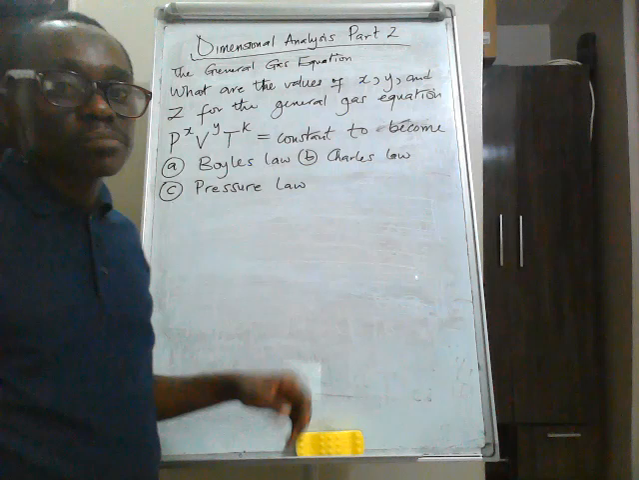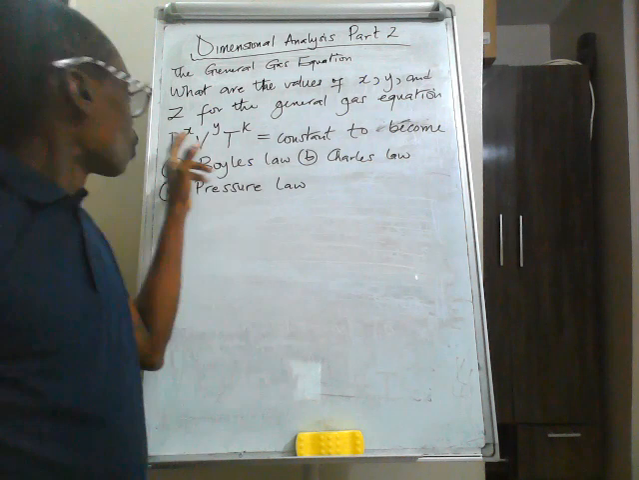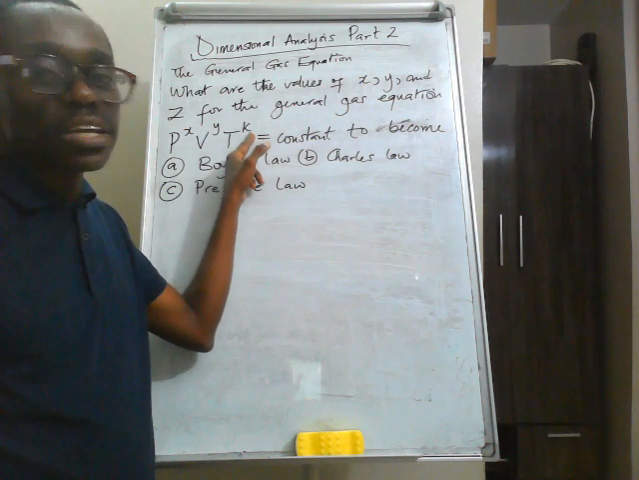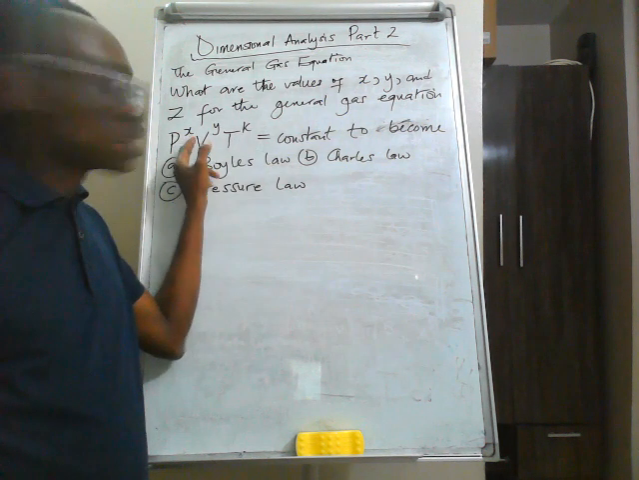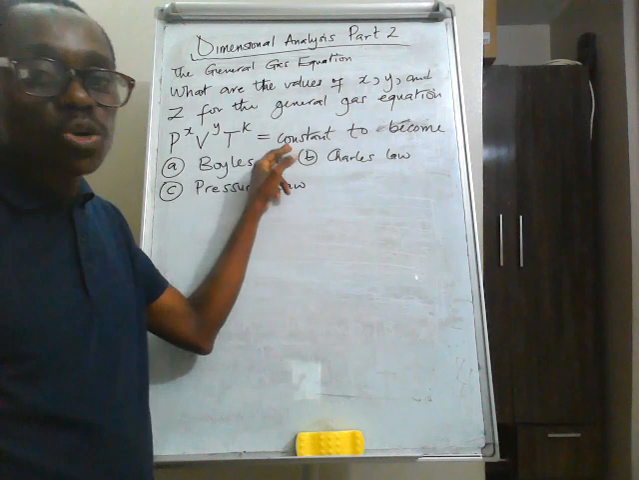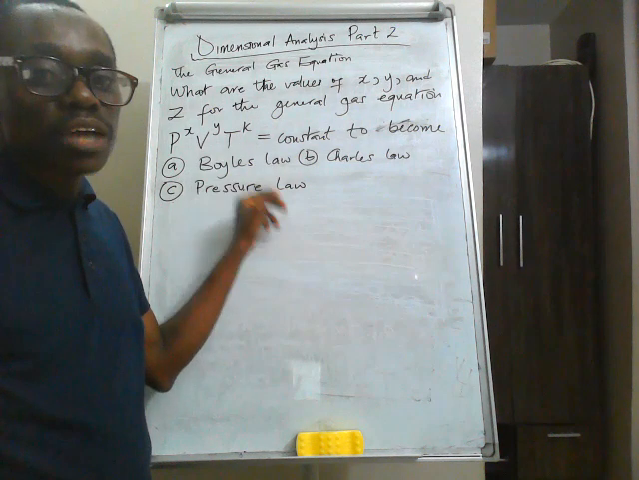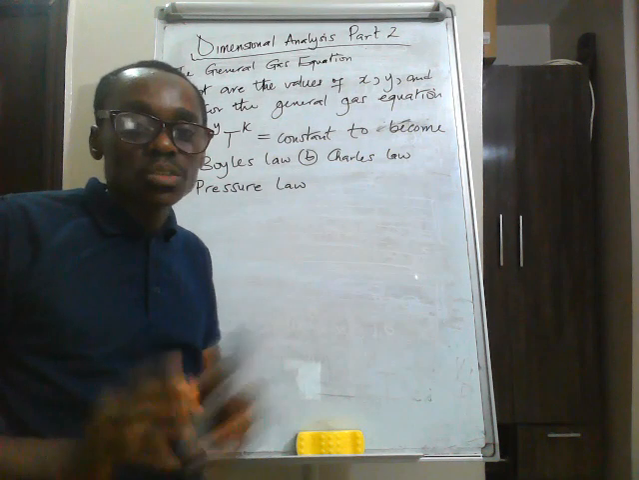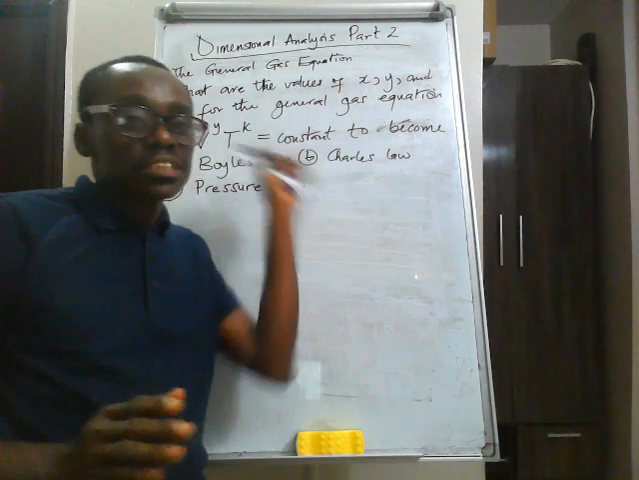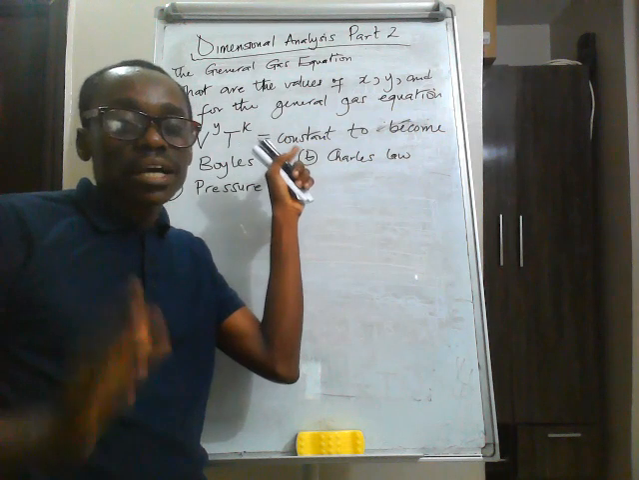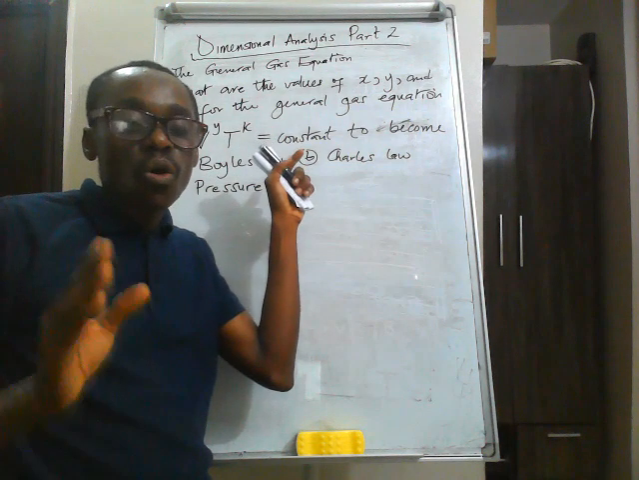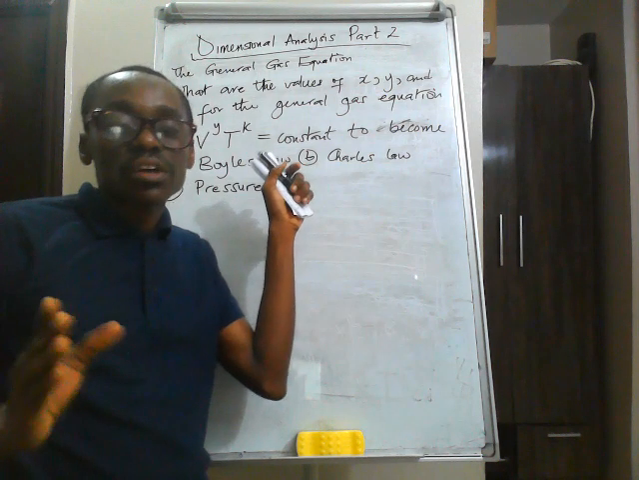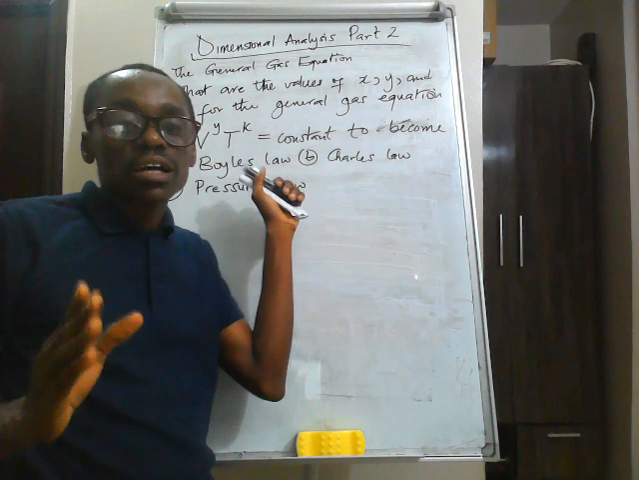So we're going to look at the values that the powers x, y, and z take, for P raised to power x, V raised to power y, T raised to power z equals constant, to be Boyle's law, Charles' law, and pressure law. Depending on the values of x, y, and z, this general gas equation can become Boyle's law or Charles' law or pressure law. So that's what we'll be looking at in this lesson.